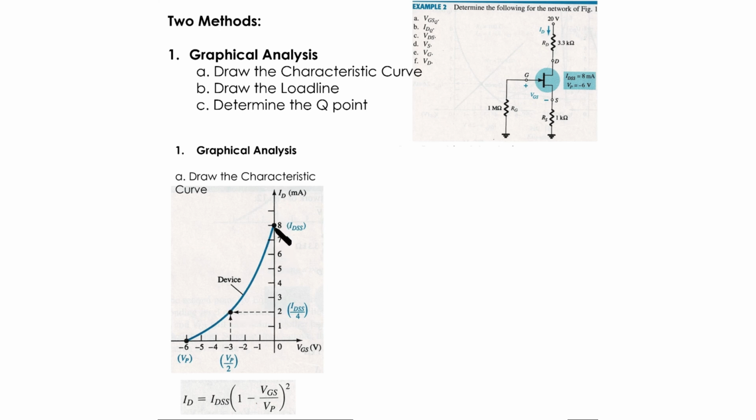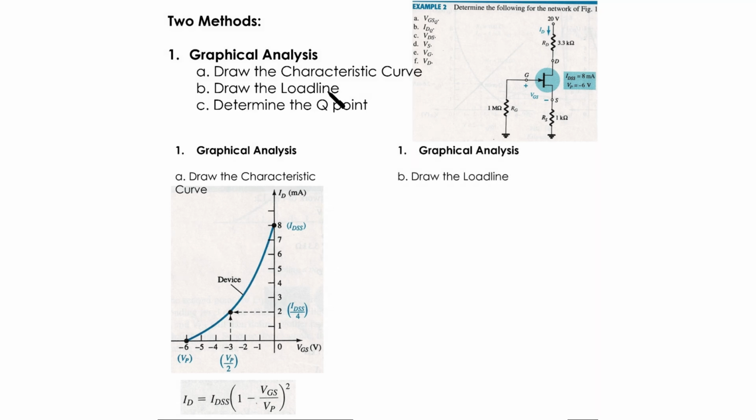With that, we can now draw a line connecting these 3 points, and that becomes a curve. If you want, you can have other points. For example, let's say that VGS is equal to negative 1. What will be the resulting ID for that point?